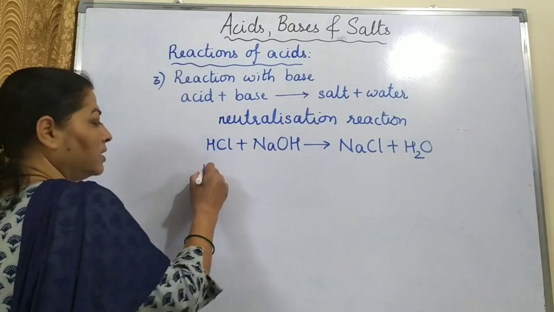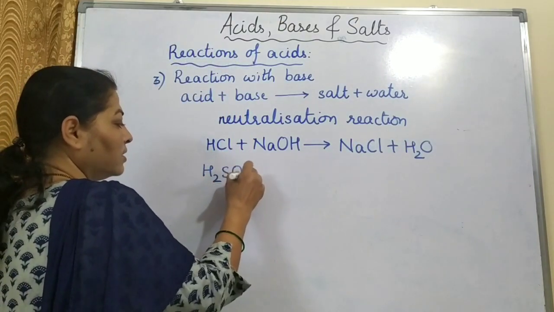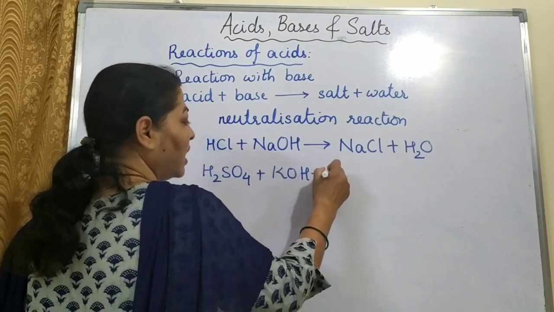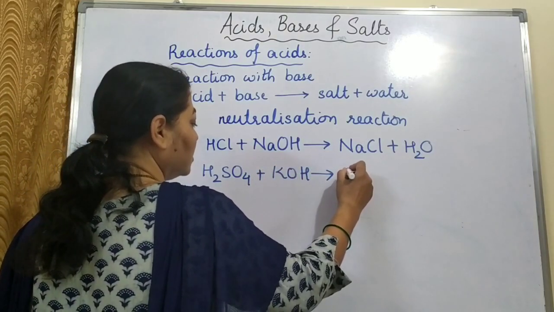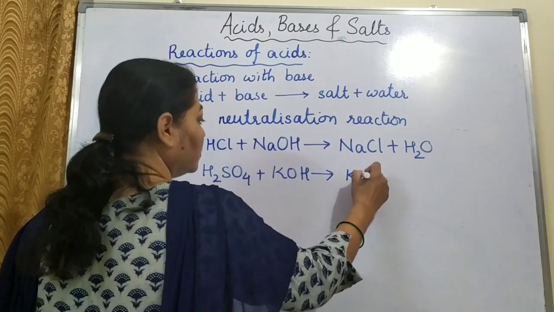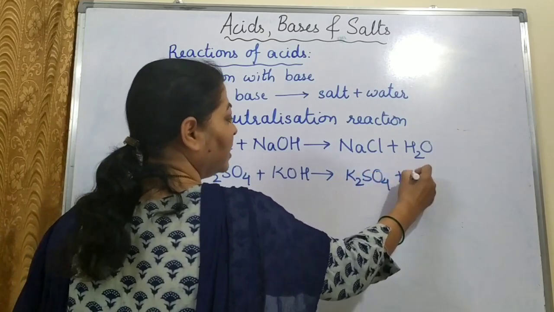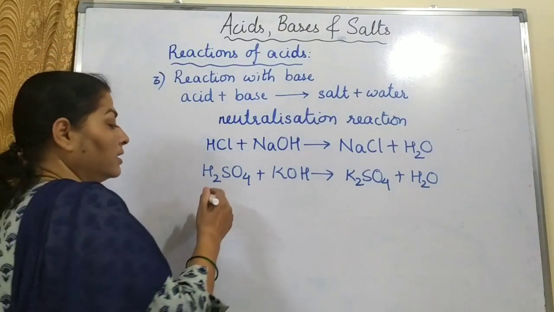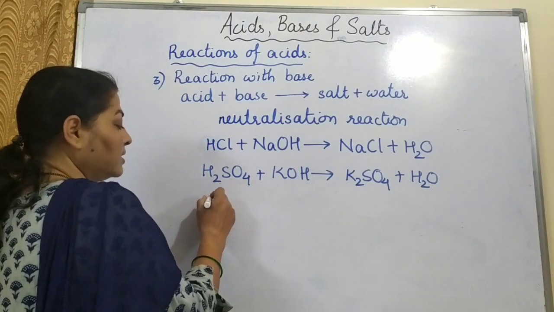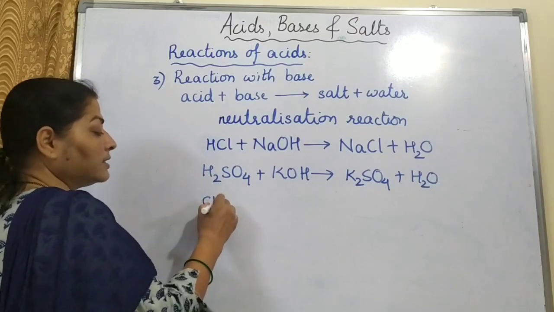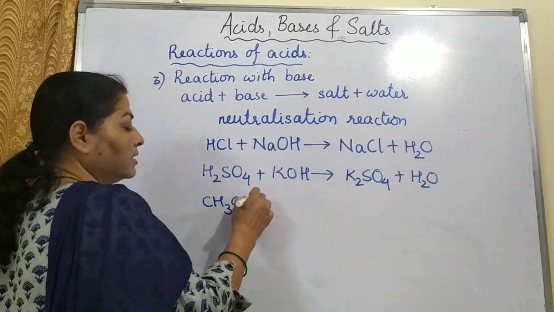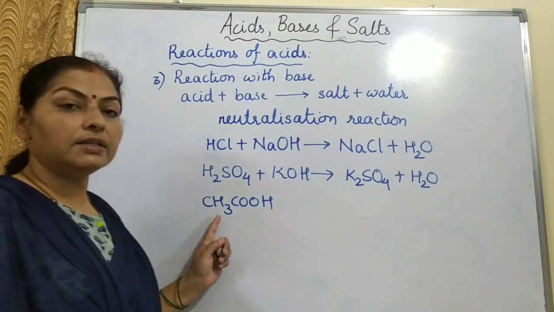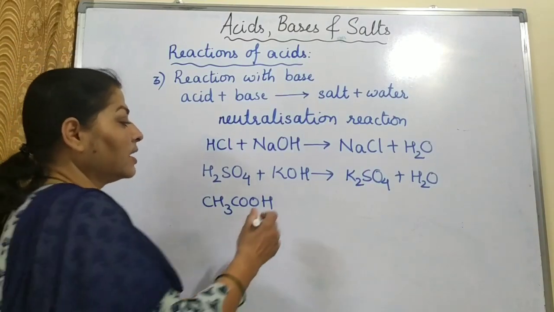Another example, let us take sulfuric acid reacts with base KOH and we get the salt K2SO4, potassium sulfate, and water. Let us take one more example. Instead of sulfuric acid, now acetic acid. Acetic acid is also known as ethanoic acid. Vinegar is nothing but a dilute solution of acetic acid.